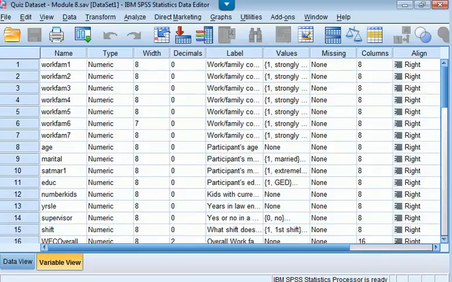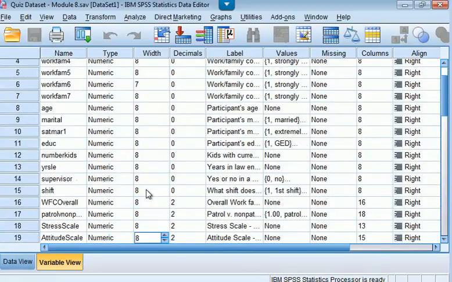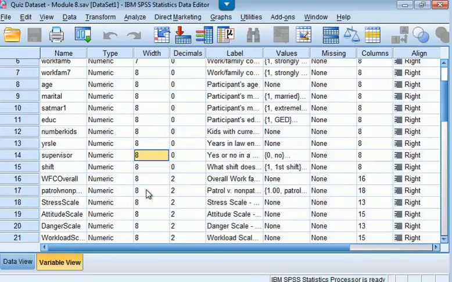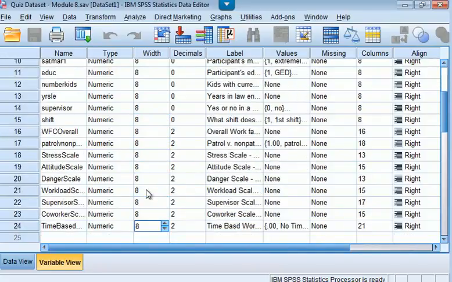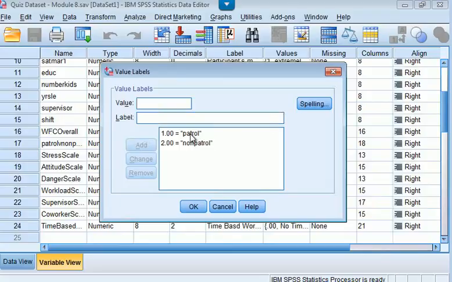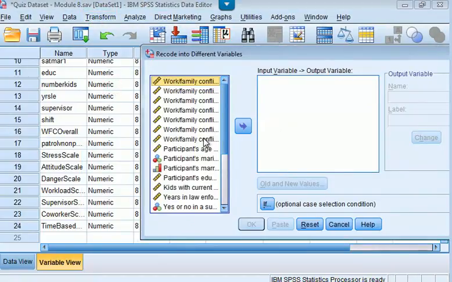Question 2 asks you to recode the variable patrol, non-patrol, so that 1 equals patrol and non-patrol equals 0, and then report the valid percentage for patrol. What you do is come down here and look for patrol v non-patrol, and it's right here. You have to see how it's originally coded first. You see it was originally coded 1 patrol, 2 non-patrol, so we have to make non-patrol, now a 0. So transform, recode into different variables.